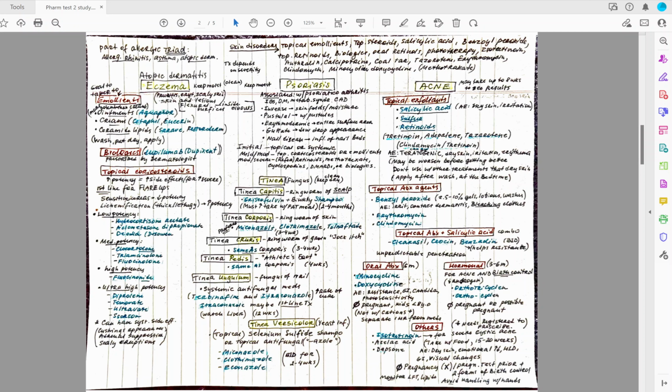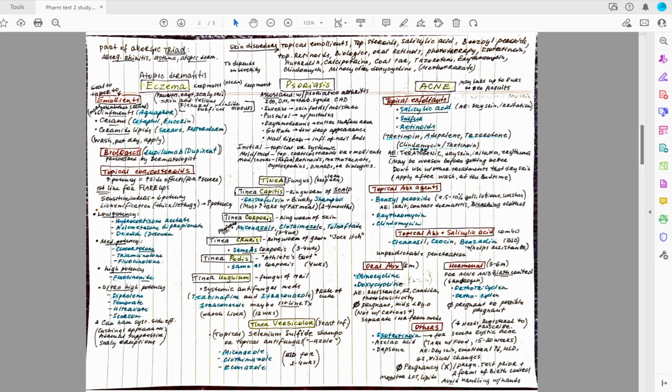So eczema or atopic dermatitis is part of the allergic triad. The allergic triad is allergic rhinitis, asthma, and atopic dermatitis. So allergic rhinitis, asthma, and atopic dermatitis. That is the allergic triad.